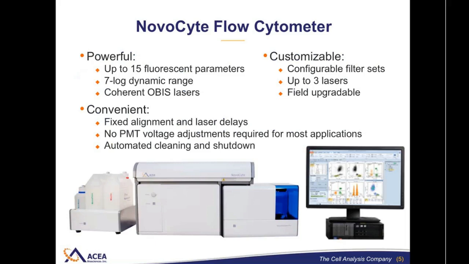So this is the NovoCyte, and it can analyze up to 15 fluorescent parameters, as well as forward scatter and side scatter, and it is customizable and field upgradable. The laser alignment and the timing are fixed, which allows for very consistent data from day to day, and there are no PMT pre-adjustments required for most applications, although you can do that if you want to. And then folks love the automated cleaning and shutdown features.